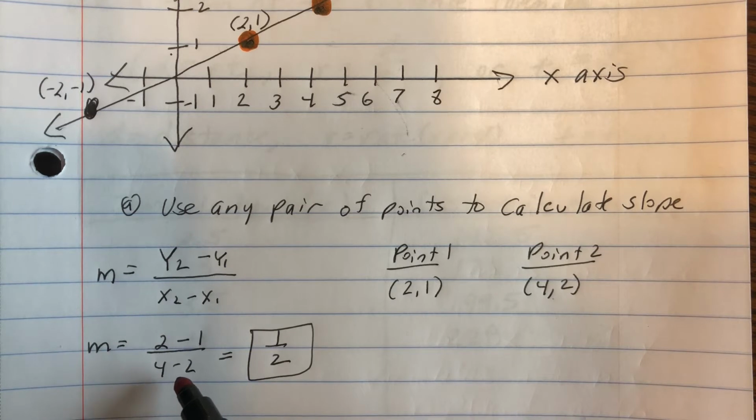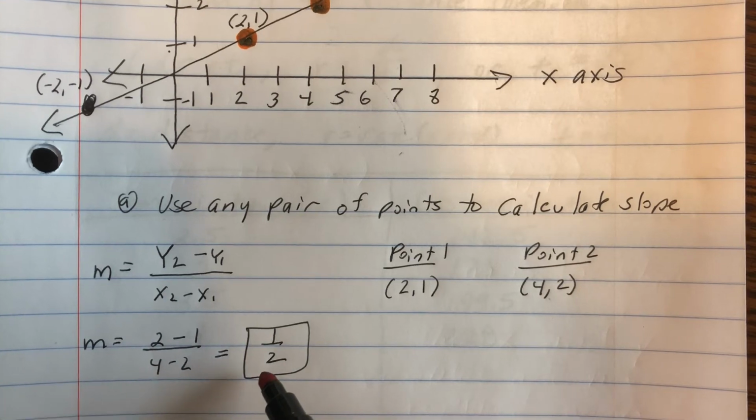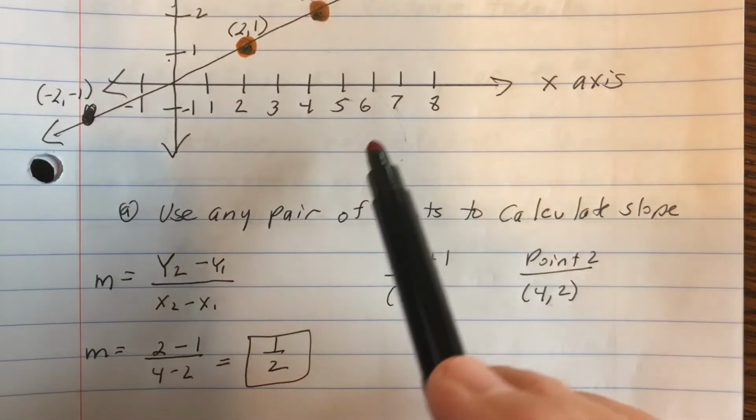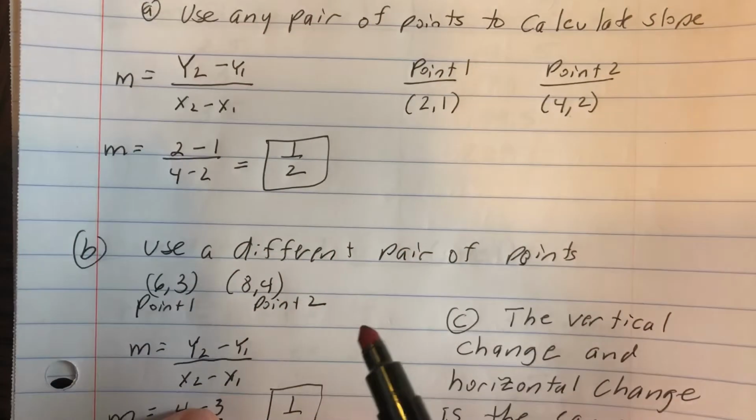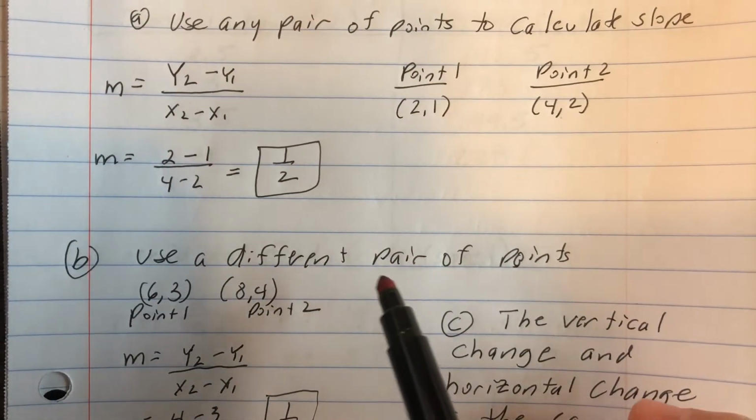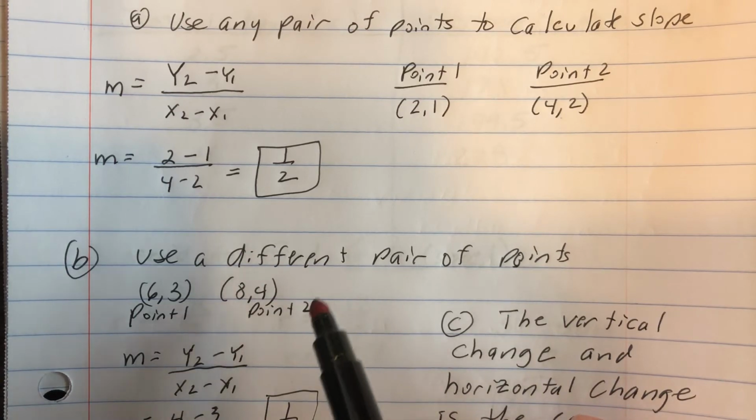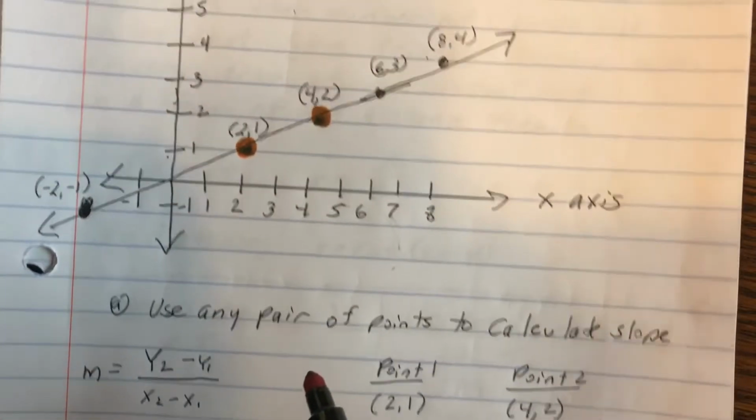And so then when I simplify this, I have 2 minus 1 in the numerator, which is 1, and 4 minus 2 in the denominator, which is 2. So my slope here for my line on my sample here is 1 over 2. Now question B on your assignment, and the one I'm doing here, says use a different pair of points to calculate the slope. So I'm choosing 2 other points on my line here.